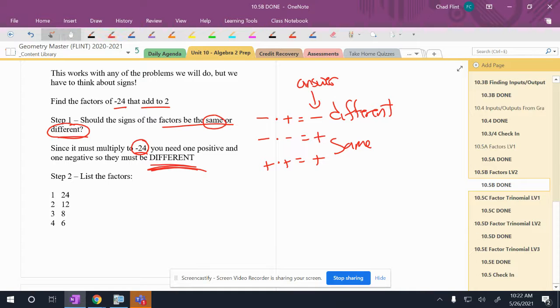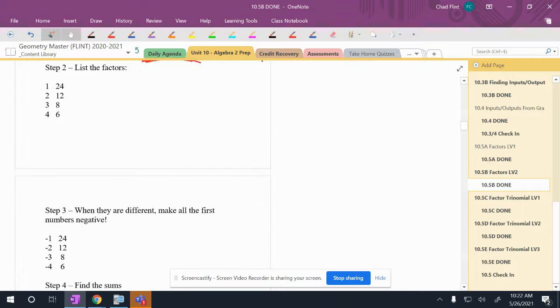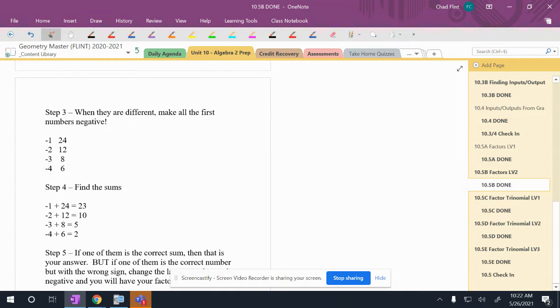Step 2, list the factors. All right, so we've already got them from before. So it says, step 3, when they're different, make all the first numbers negative. This is my system that I use. This is why I always list the smaller ones first. So always list smaller first. And I'm going to show you why.